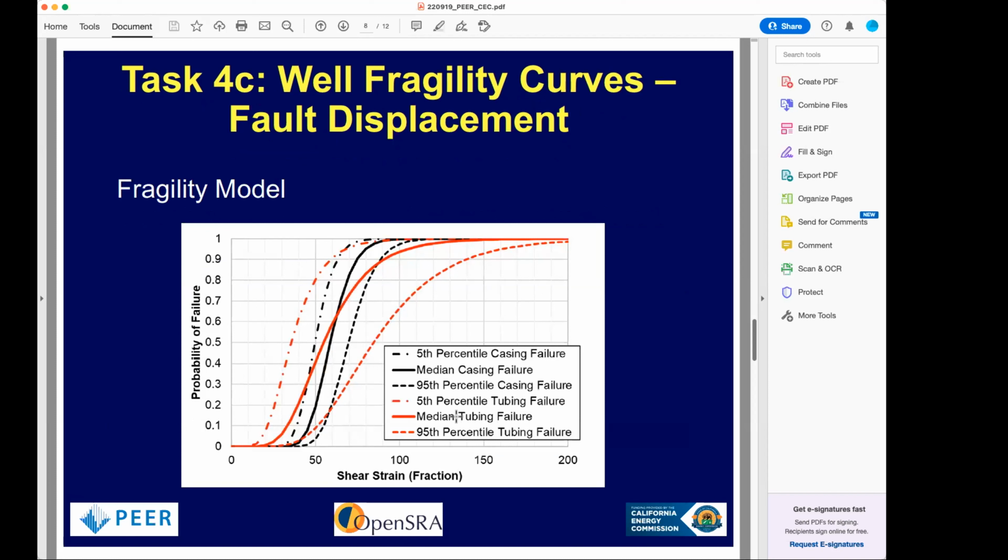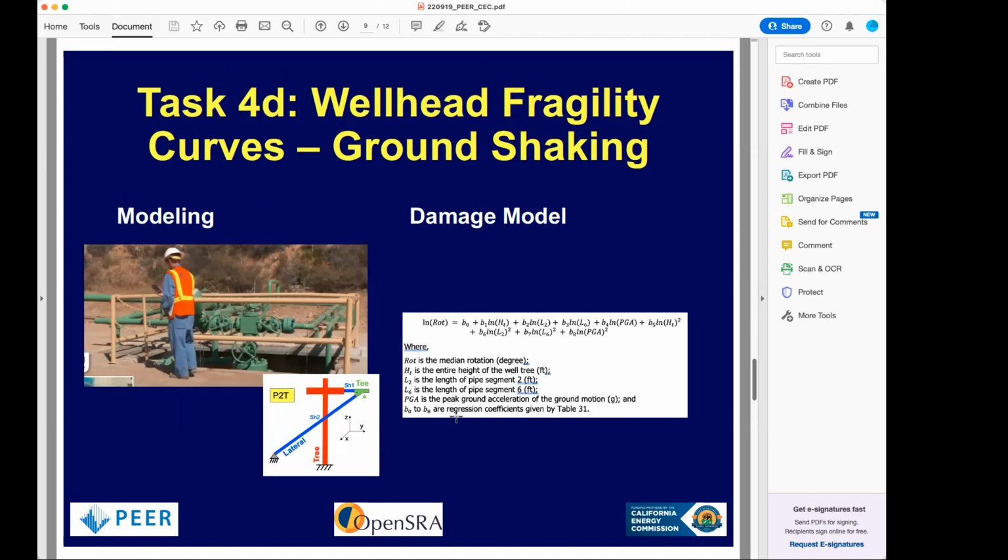And then again, similarly, Tsubasa took information from existing failures as well as information about the strengths of wells to create probability of failure functions as a function of the shear strain within the wells for both the casing and the tubing. Because there's a couple of different failure modes that wells can have. I'm going to let you go to the reports for details on that.